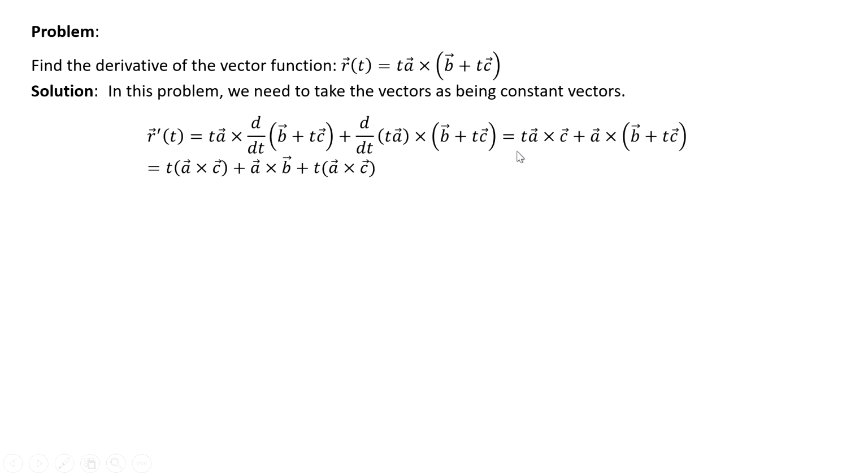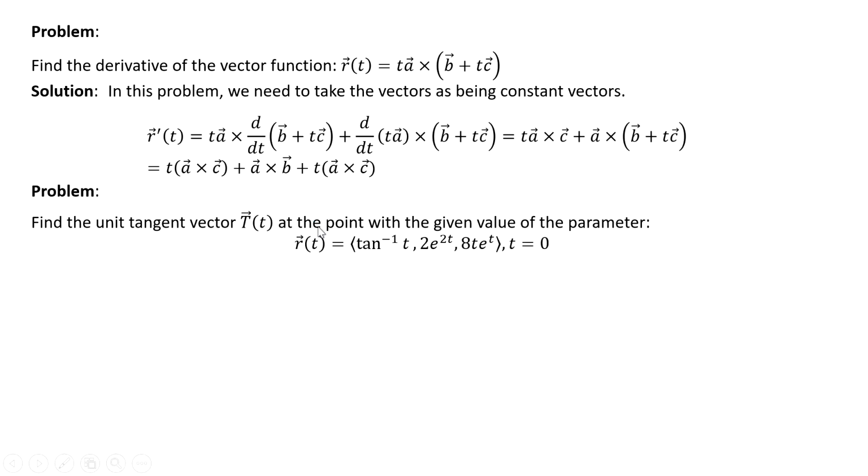And now if you notice, we can write this as t times the quantity a cross c. You can always factor out the scalar t and write it like this. And then we have a cross b, plus a cross tc, and the t can be pulled out, t times a cross c. Lo and behold, we have a t times a cross c here, and also another t times a cross c here. Let's add them up to get 2t.